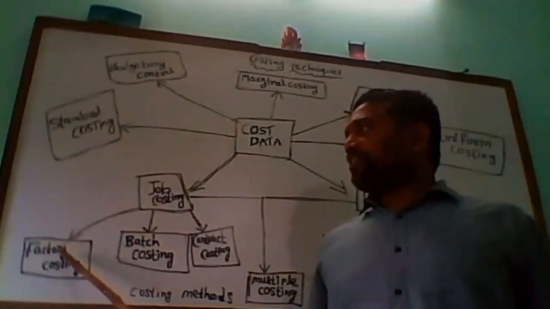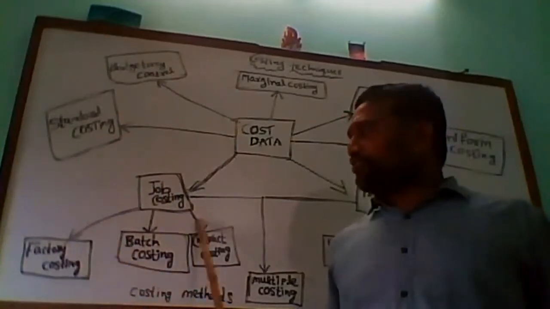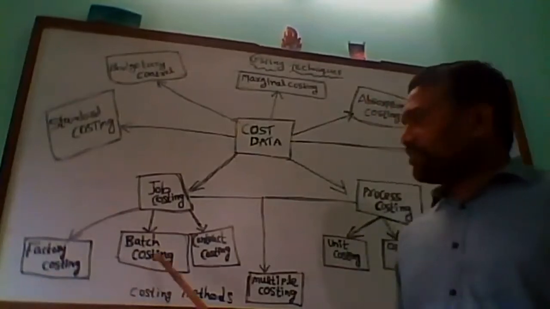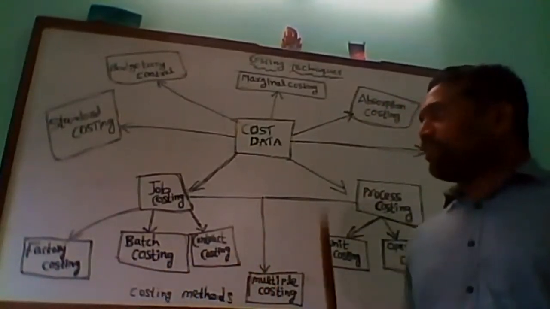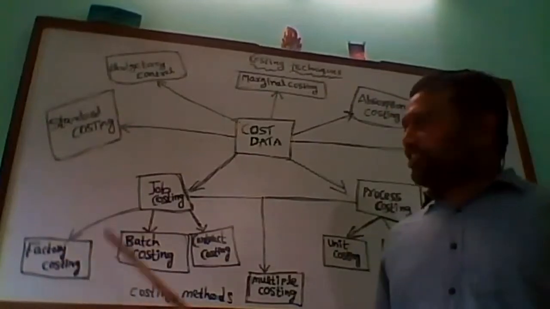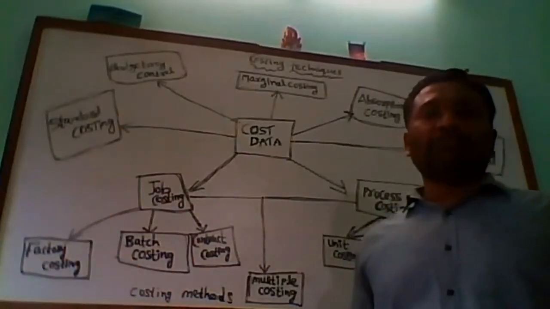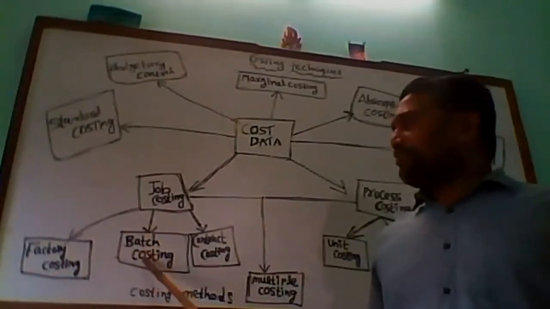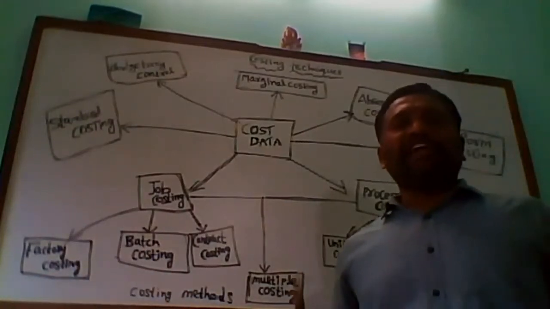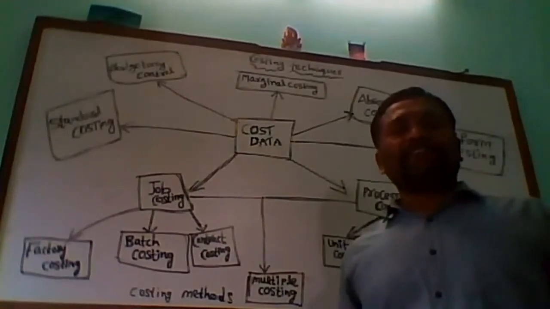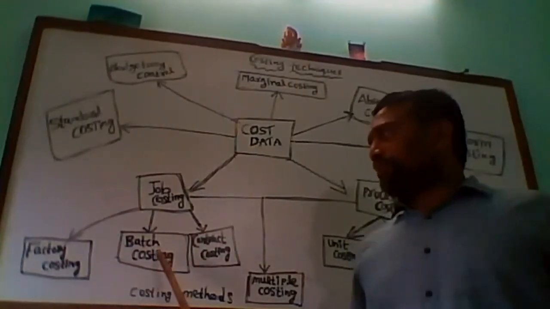And job costing is going to be divided into three types, which we are calling factory costing, batch costing, and contract costing. So coming to factory costing, under the factory they are going to use the raw materials to produce and they are going to record the information. And coming to batch costing, just now I said, according to the customer's order, they are going to prepare as per the requirement.